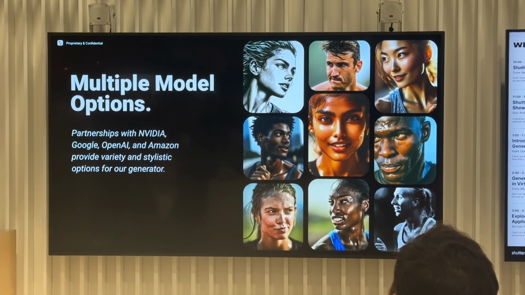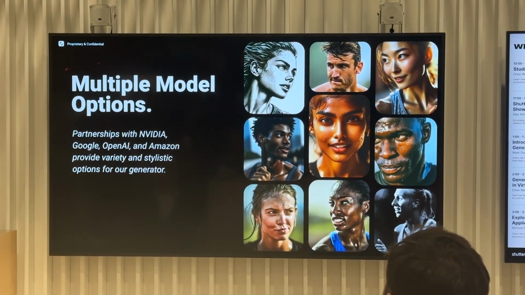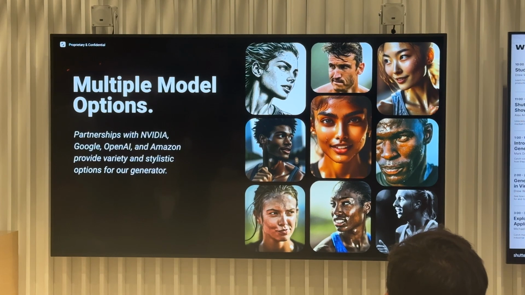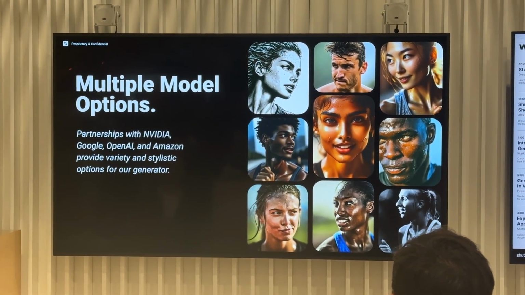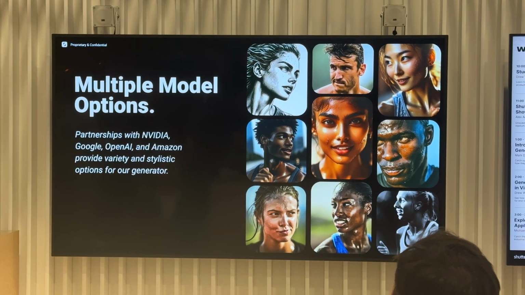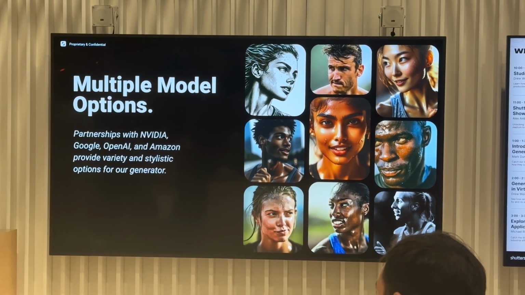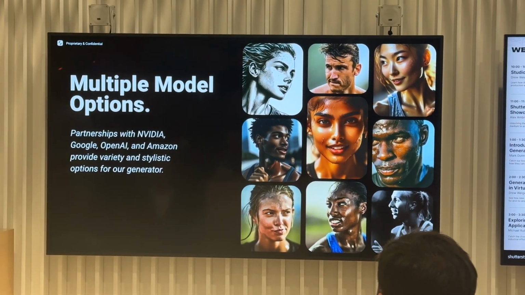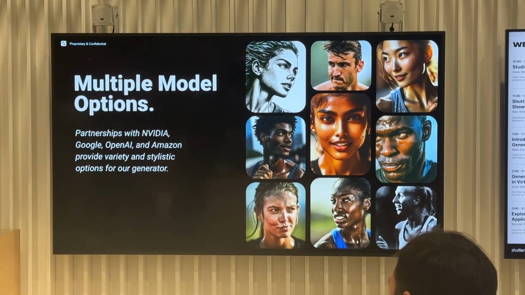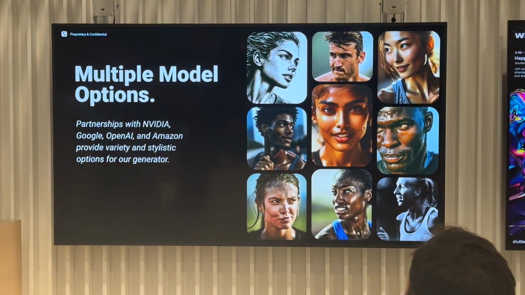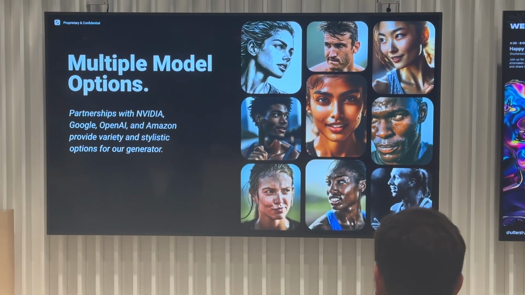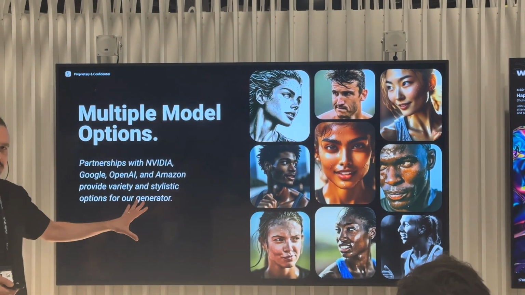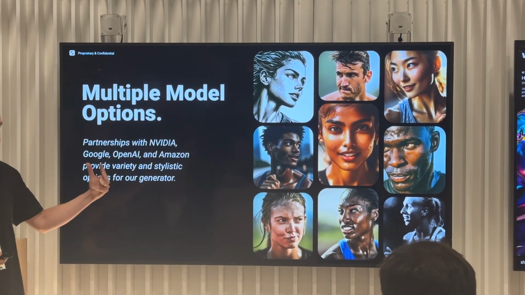Now, one of the great advantages of working with Shutterstock is that we have multiple models feeding into our generator platform. We have partnerships with NVIDIA, Google, OpenAI, and Amazon, and because they've all been trained on our content, we know that it's not scraped from the internet, we know that it's safe, it's not research data that's now been sold, so that we can commercially indemnify and license out the images that are generated on this platform. And the major advantage of having multiple models is you get different types of aesthetics, you get different types of looks and feels.